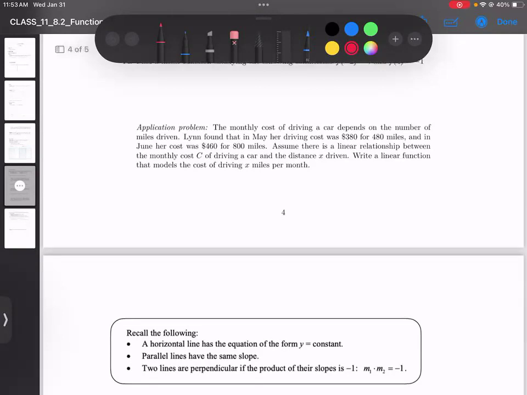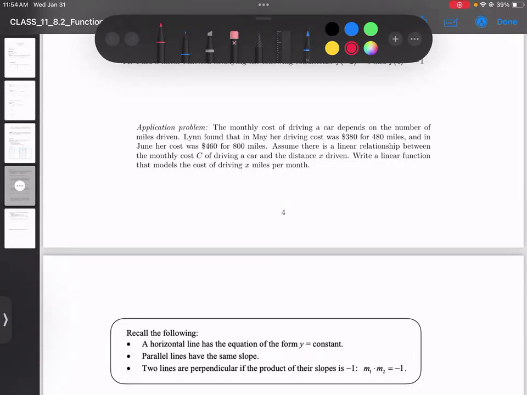The monthly cost of driving a car depends on the number of miles driven. Lynn found that in May, her driving costs were $380 for 480 miles, and in June, her costs were $460 for 800 miles. Assume there is a linear relationship between the monthly cost C of driving a car and the distance x driven. Write a linear function that models the cost of driving x miles per month.